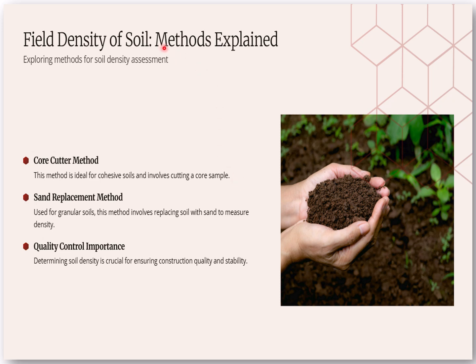Next, we are going to see the methods. Which methods can we perform for field density? There are two methods, that is the core cutter method and the sand replacement method. The core cutter method is ideal for cohesive soils and involves cutting a core sample. Cohesive soils means clay or silt, which attract the finer particles.